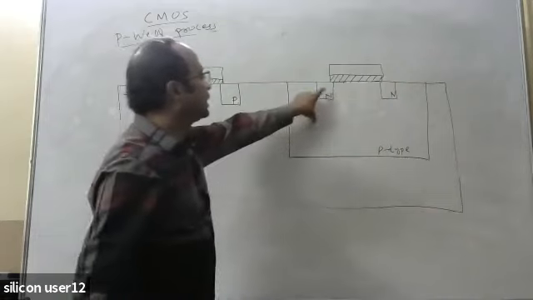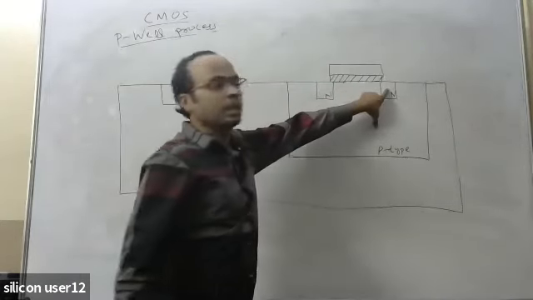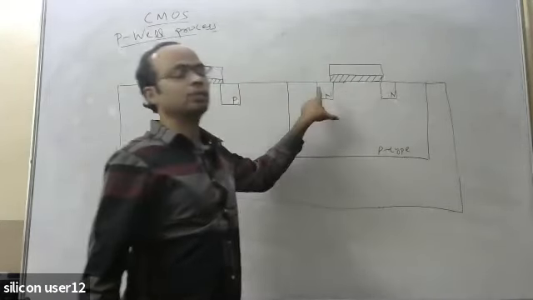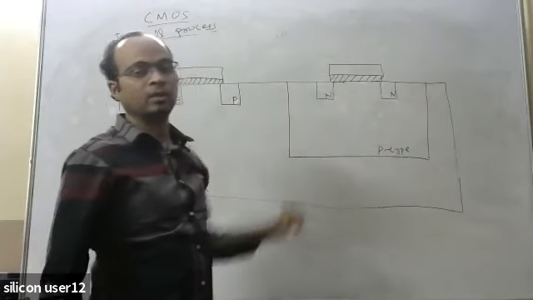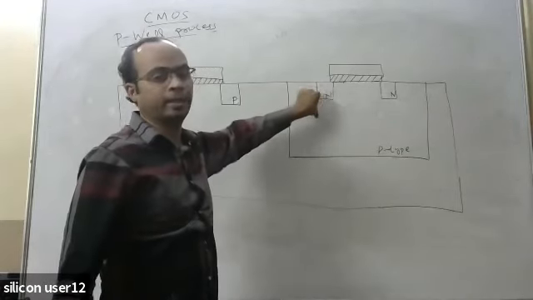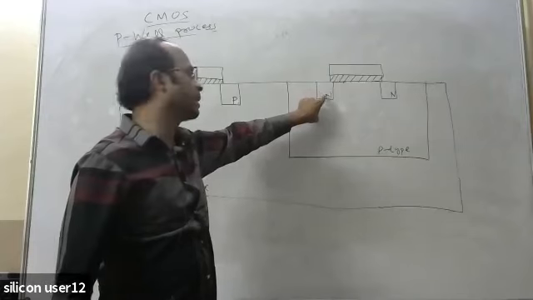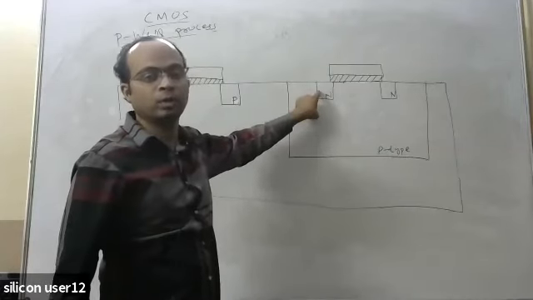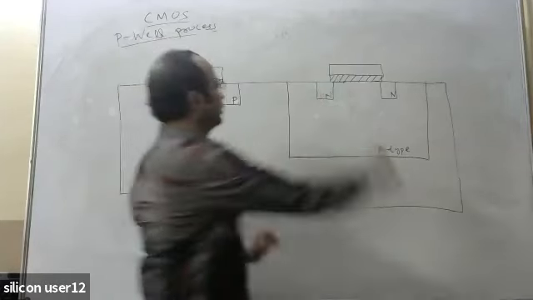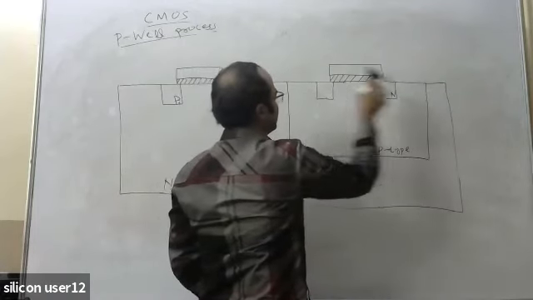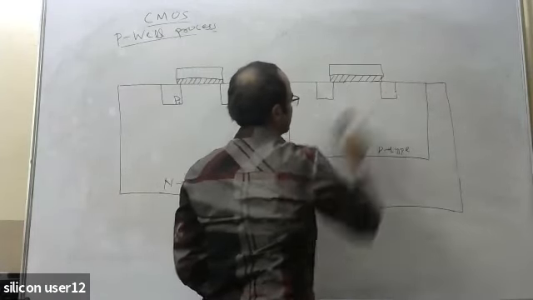Normally the drain and source are heavily doped, so that the conductivity stays high. That is why, instead of writing N, it is also written as N plus, which means heavily doped. So I can write it as N plus.